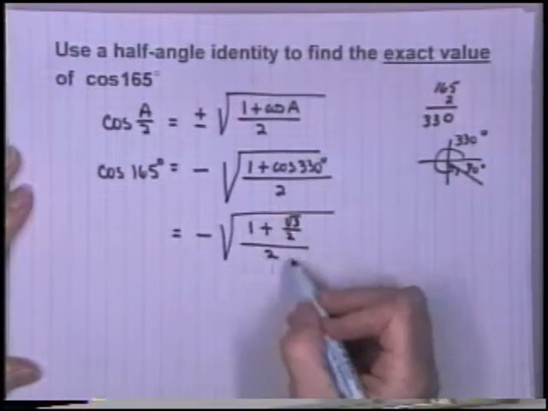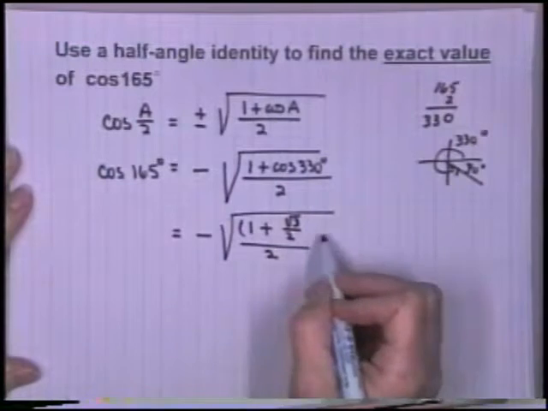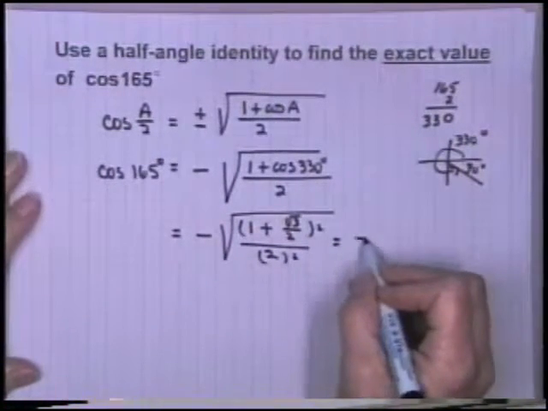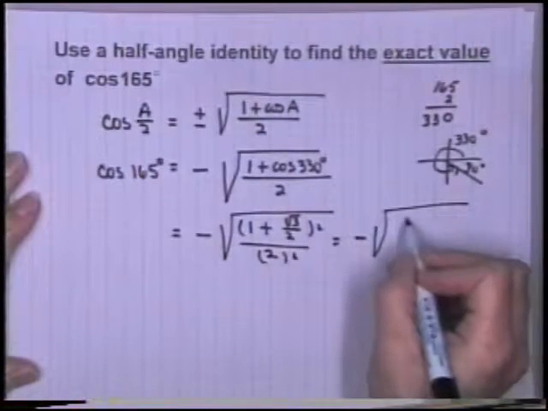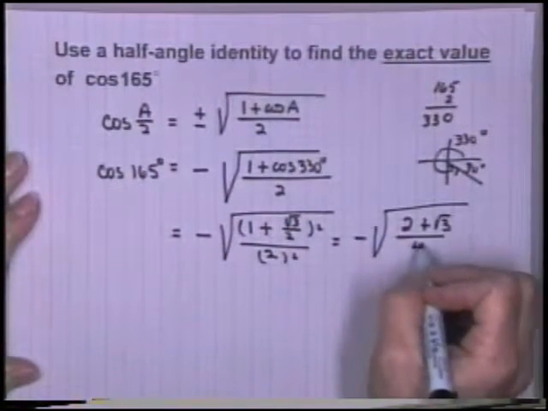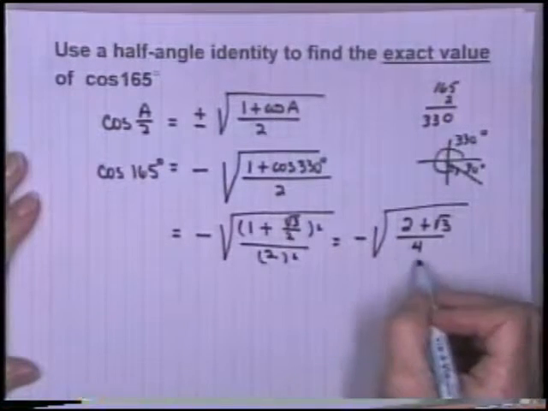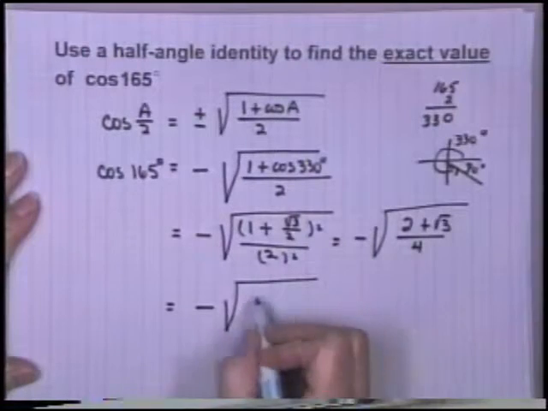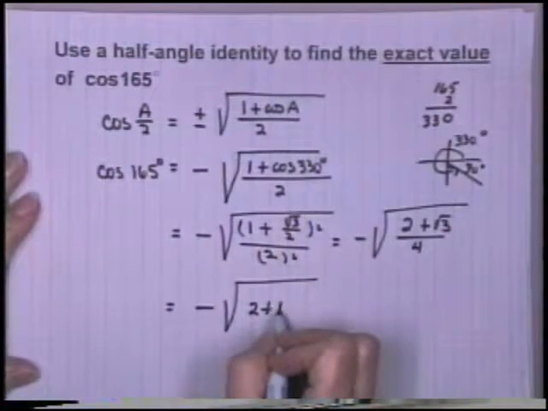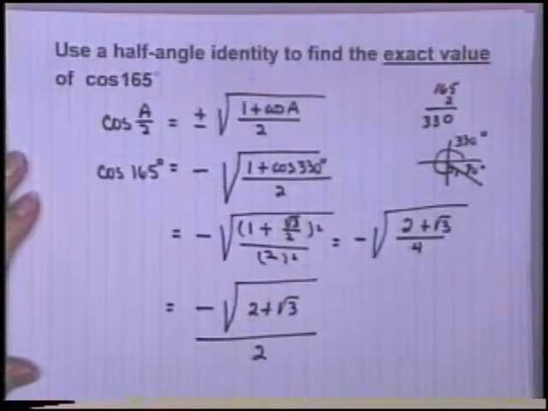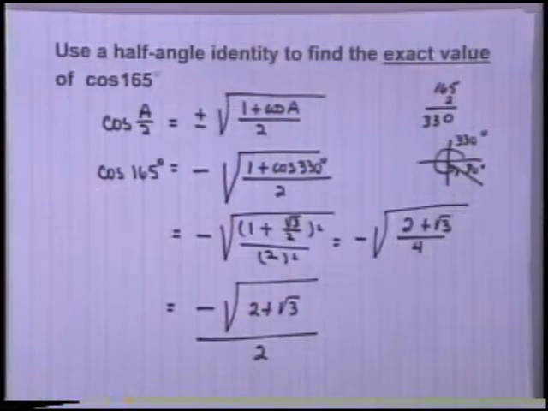Now recall what my next step is. I want to simplify this complex fraction under here. So I'm going to multiply the numerator and denominator by 2. So I have minus the square root of 2 plus the square root of 3 all over 4. And then again, I can take the square root down here. So finally, minus the square root of 2 plus the square root of 3, all of this is divided by 2.